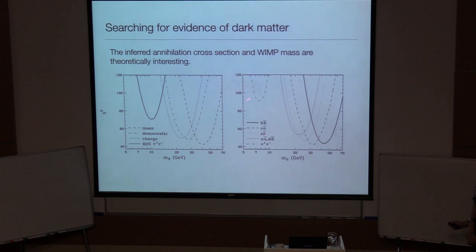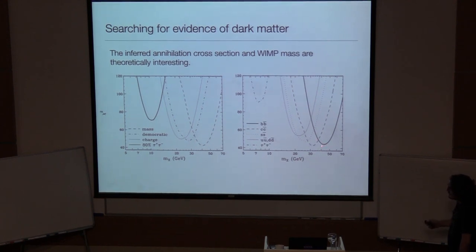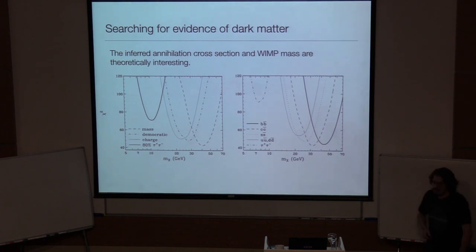And that's the chi-squared value you get as a function of the dark matter mass. For every channel, there's a particular dark matter mass that explains this the best. For b-bbar, that sits here, that was our best model, which gives a mass of roughly 40 GeV.